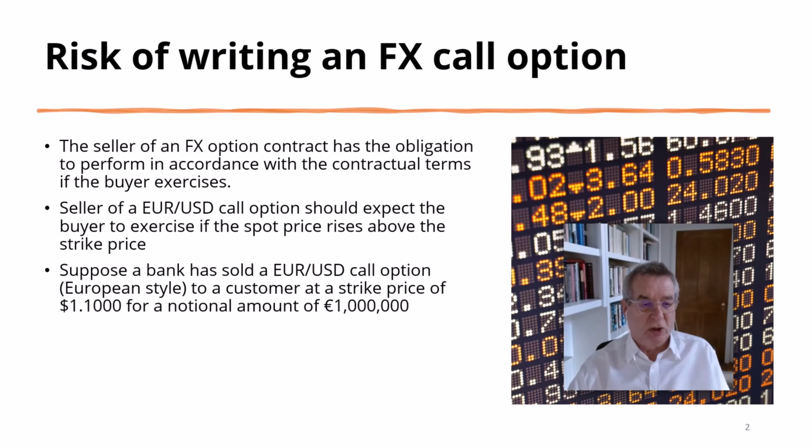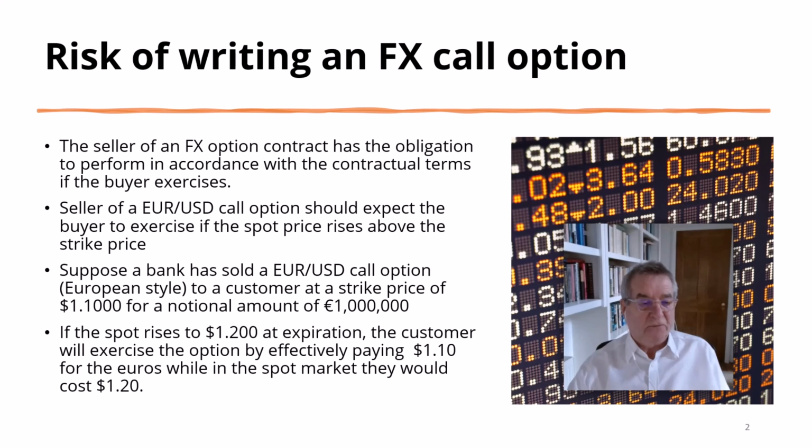Suppose a bank has sold a Euro USD call option, and it's a European style option, to a customer at a strike price of $1.10 for a notional amount of 1 million euros if the option is exercised. Now, if the spot rises to $1.20 at expiration, bear in mind this is a European style option, the customer will exercise by effectively paying $1.10 for the euros, because in the spot market they would cost $1.20.